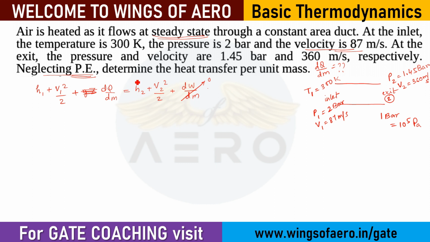So from here we need to find this. Now they have given the velocity at 2 points, so you can substitute at these 2 points. You will get it. Now what about H1 and H2? They have given the pressure, they have given the temperature, but temperature they have given only at 1 point. The other point they have not given. So how are you going to find out this thing?